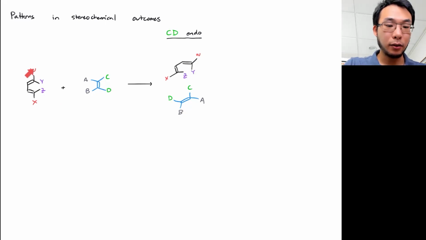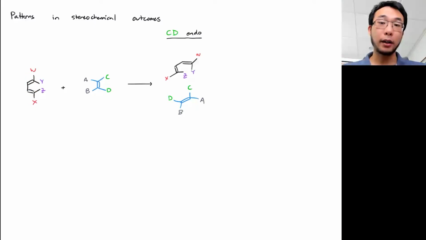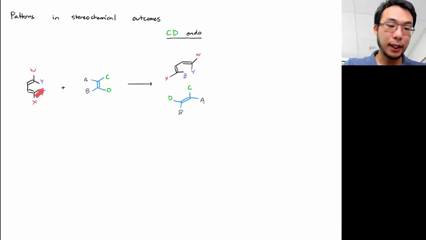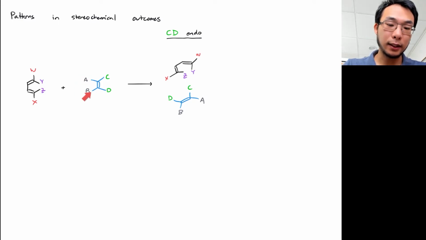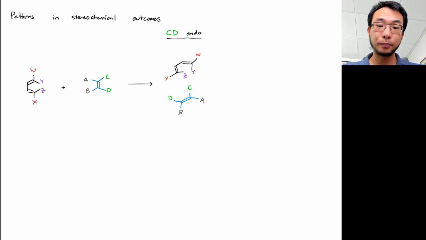So the groups on the outside of the diene here, so I think of them as pointed up and down, are going to always have the same direction in the product. They're always going to be syn to each other. The groups on the inside of the diene are always going to be syn to each other in the product, and analogously for the groups on one side of this dienophile and on the other side of the dienophile.